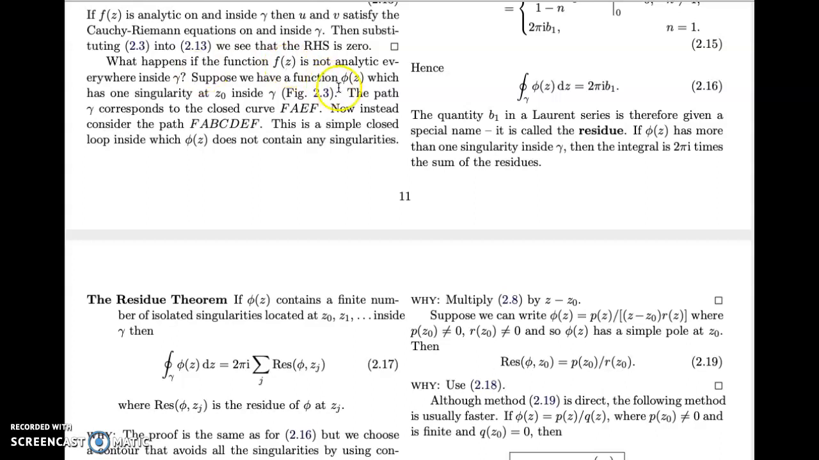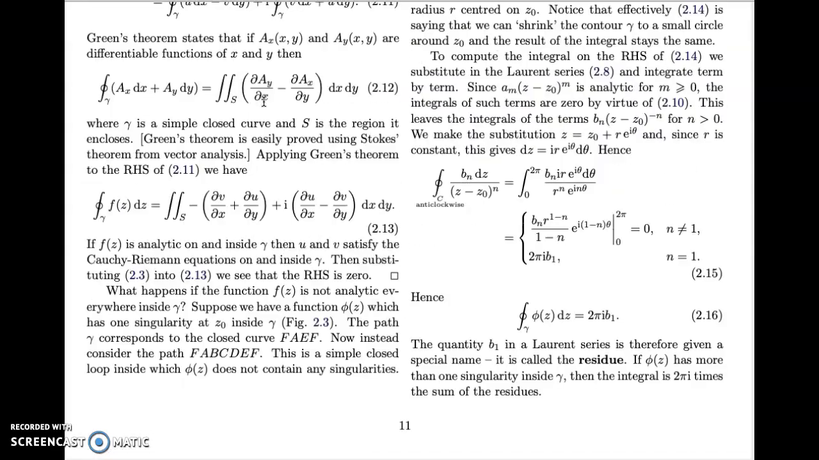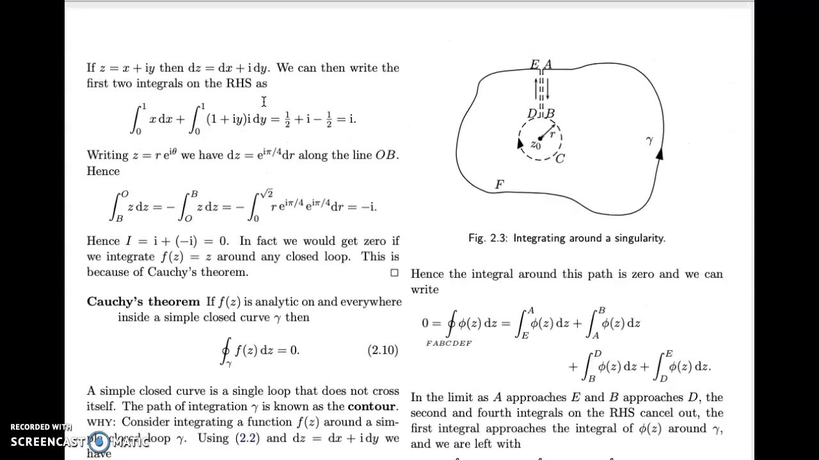So suppose we have, I'm going to call the function a different name, phi, which has just one singularity, z0, somewhere inside the region defined by the closed loop gamma. So in the figure, gamma corresponds to this completed curve. There's a gap here, but if I complete this gap, gamma is this curve which goes from A to E, round to F, and back to A again. So that's the integral we want to find.